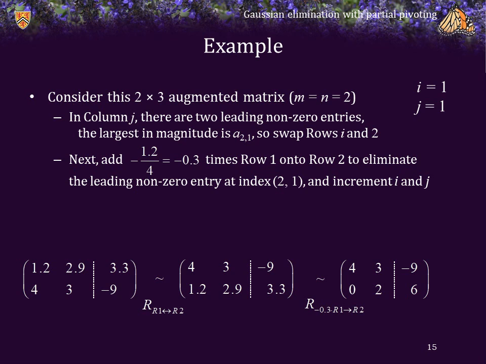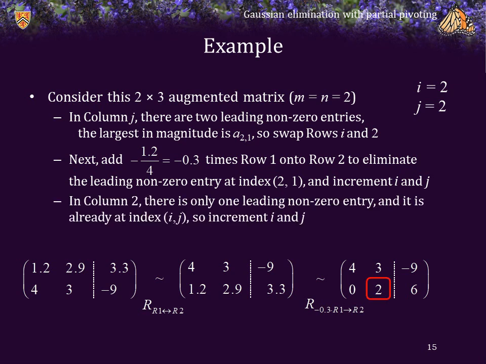We will increment both i and j. So now we are looking at column 2. In column 2, there is only one leading non-zero entry, and it is already at index ij, or 2, 2. So we're done. There's nothing else to do, and you may have already noticed that the matrix is in row echelon form. However, following the algorithm, we would increment i and j, and we determine that i is greater than m, and therefore we are finished.